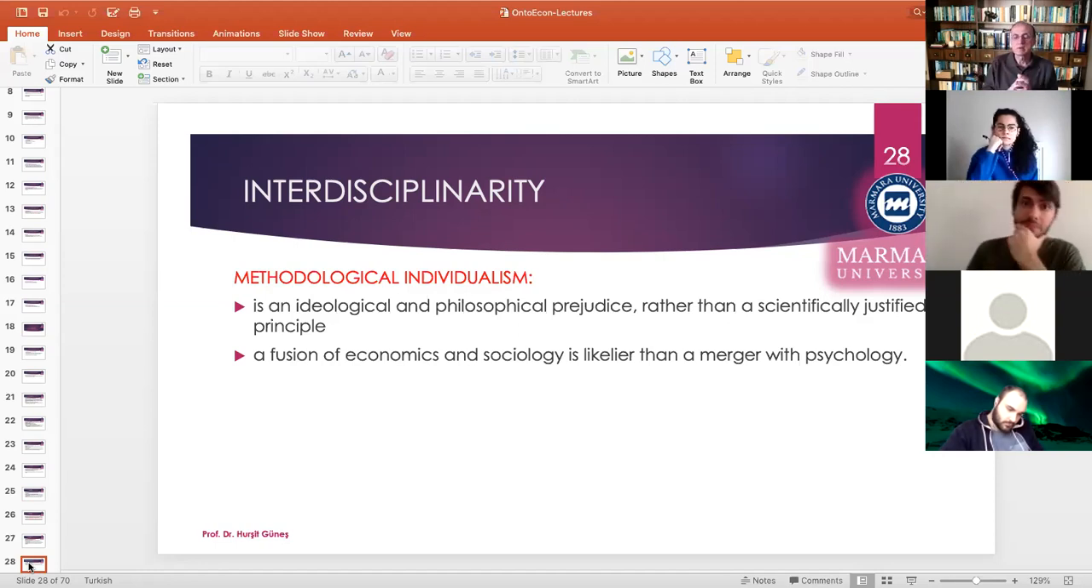So the book uses this dictum that the fusion of economics and sociology is likelier than a merger with psychology. Now, there are two words, let's not confuse them. One is fusion, one is merger. In fusion, it becomes one part. In merger, the separateness is still preserved. Yes, economics and psychology are still separate but together. The other one is one piece, they're mixed.